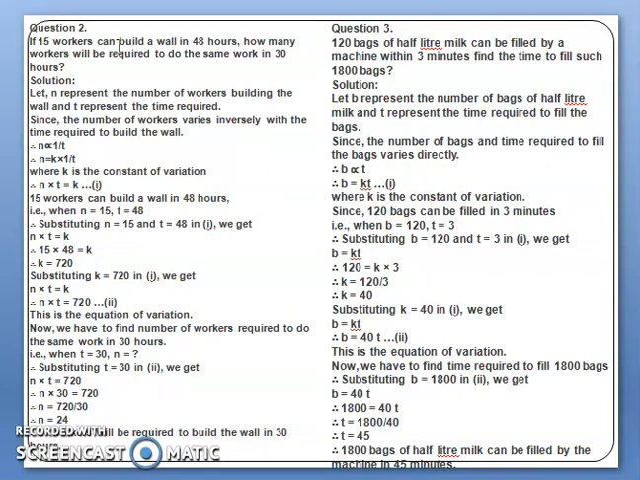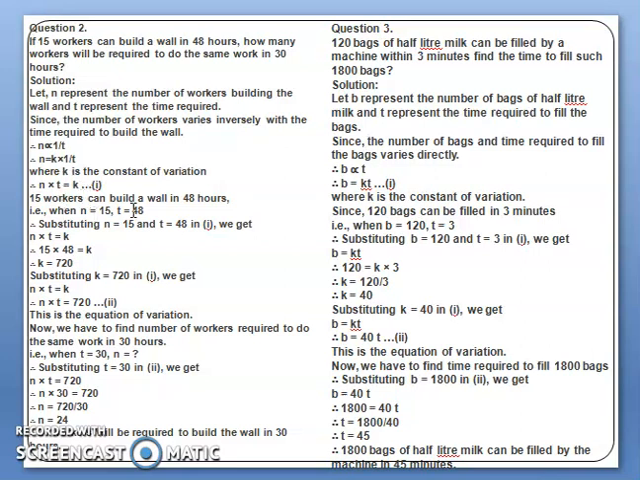If 15 workers can build a wall in 48 hours, how many workers will be required to do the same work in 30 hours? So let N represent the number of workers building the wall and T represent the time required. Since the number of workers varies inversely with the time required to build the wall, N varies inversely 1 upon T. So N is equal to K multiplied by 1 upon T, where K is the constant of variation. Therefore, N multiplied by T equals K.